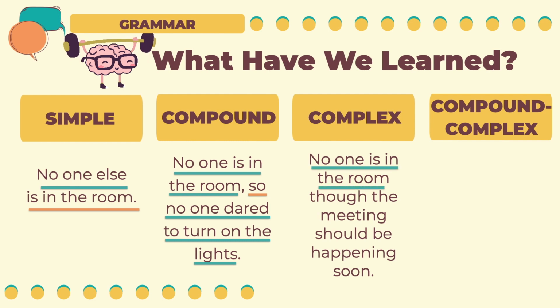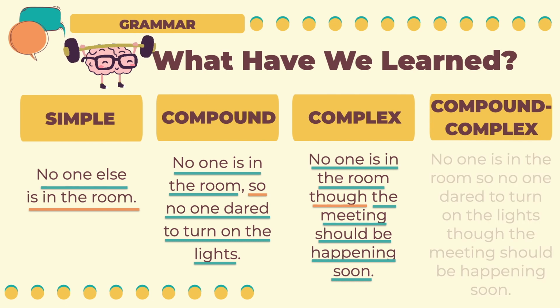Again, the clause no one is in the room is an independent clause, but a subordinating conjunction follows it. Therefore, the clause though the meeting should be happening soon is a dependent clause. There is one independent clause and one dependent clause. Hence, it is a complex sentence.